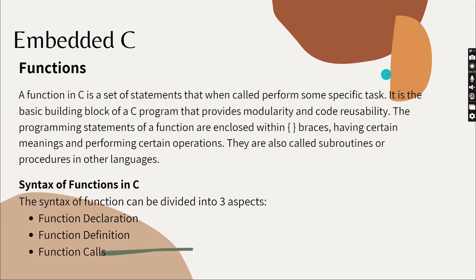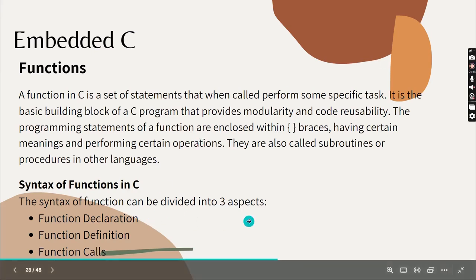Now we come to functions. A function in C is a set of statements that, when called, performs a specific task. It is a basic building block of a C program that provides modularity and code reusability. When we want to reuse our code many times, we make a function of that code and use it again and again. The syntax of a function can be divided into three aspects: function declaration, where we declare the function; function definition, where we write the code of our function; and function call, where our function is called.